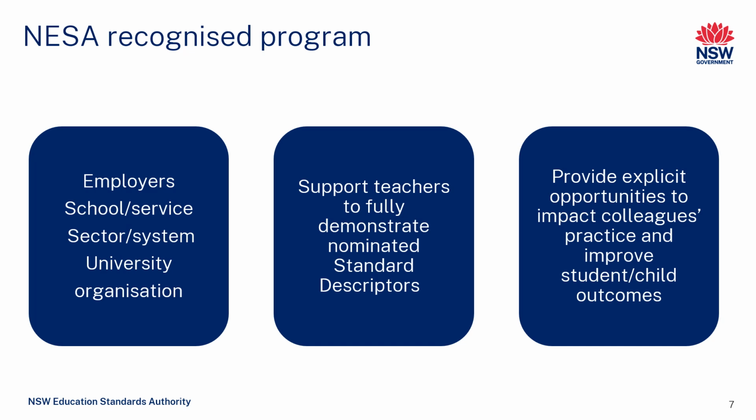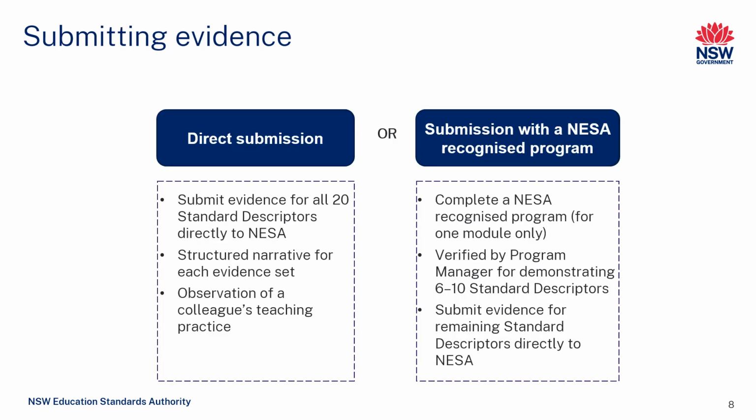Applications for recognition of individual programs are made directly to NESA. A list of NESA-recognised programs is available on the NESA website. To provide greater flexibility for applicants, NESA has introduced 2 pathways to submit evidence. Applicants submit all evidence for the 20 standard descriptors directly to NESA, or applicants may be verified for 6 to 10 standard descriptors through a NESA-recognised program and evidence submitted directly to NESA for the balance of standard descriptors.